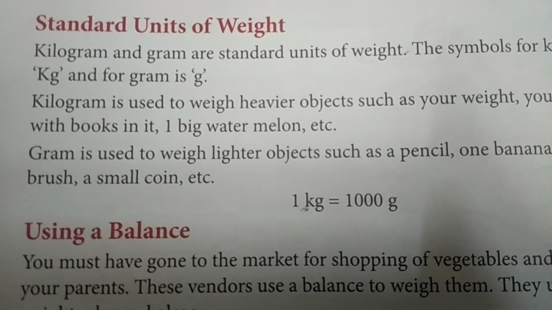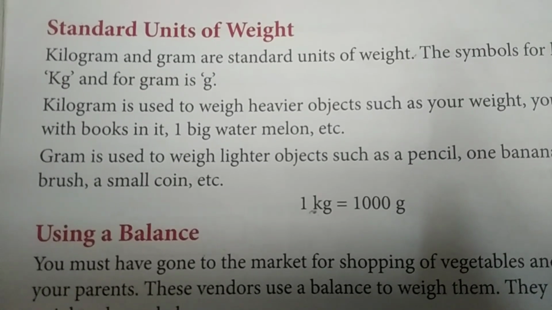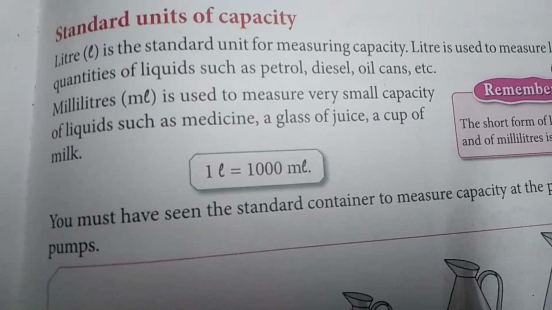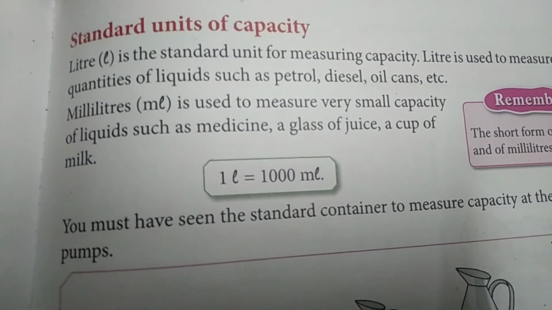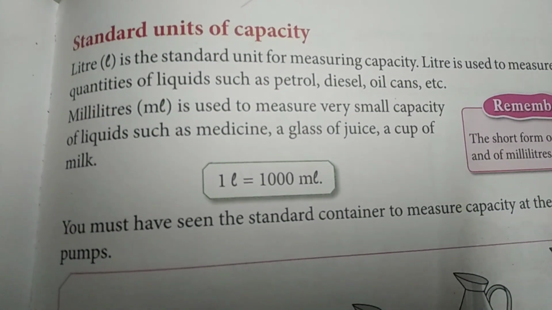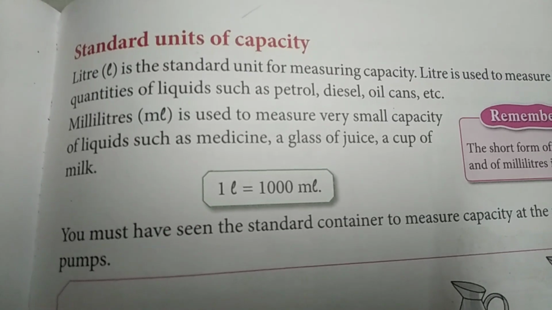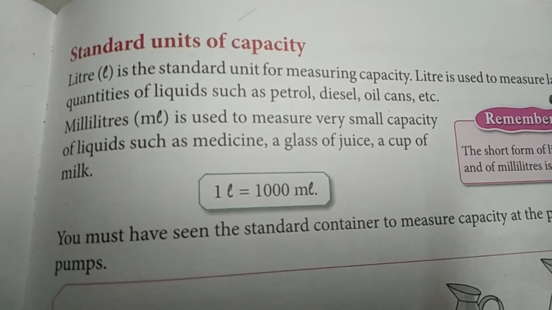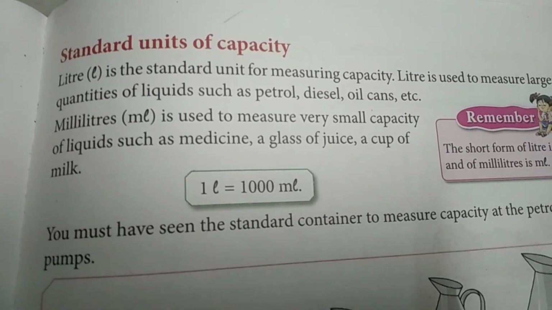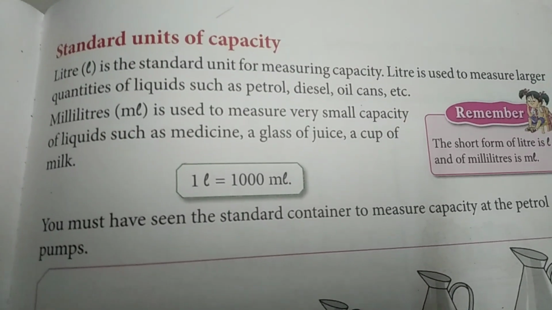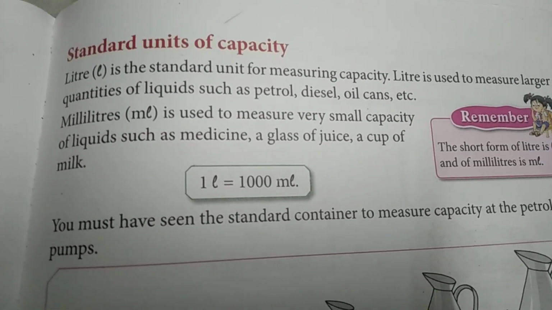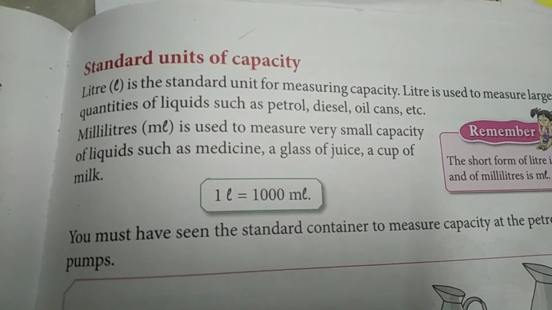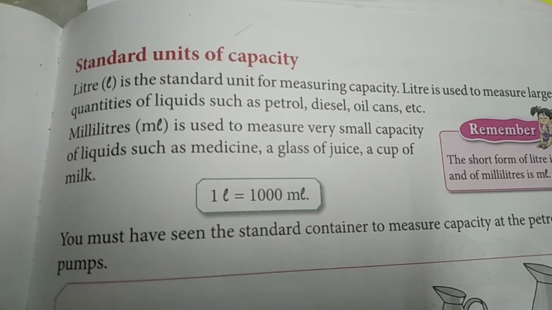Now moving to the capacity. The standard unit of capacity is liter. So 1 liter, L-I-T-R-E, we write as L. 1 liter is equal to 1000 milliliters, right? So about all these standard units also we have discussed, right? And about the conversion also we have learned.